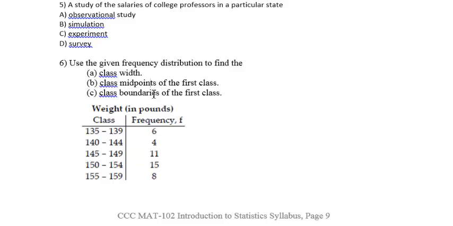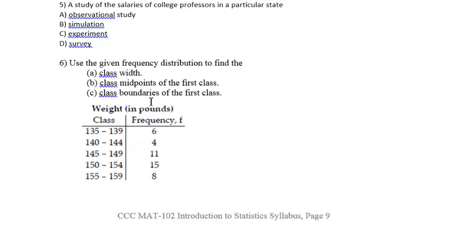Class midpoint of the first class, well, that's easy. The first class is 135 to 139. What's in the middle? Well, the answer, of course, is 137. You got 135, 136, 137, 138, and 139. The value in the middle is 137. You can also take the average of 135 and 139, add the 2 up and divide by 2. You're going to get 137 either way.